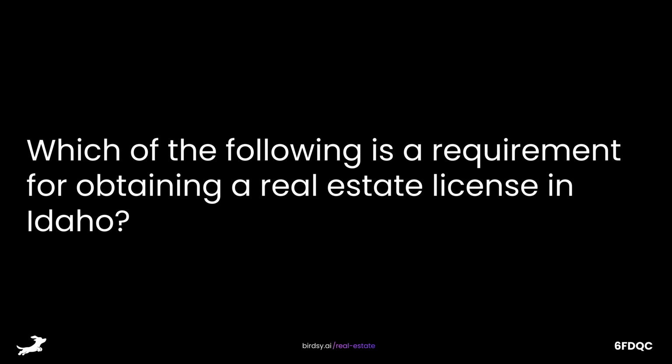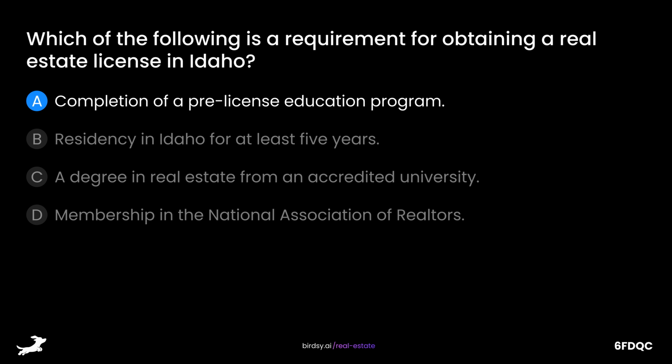Which of the following is a requirement for obtaining a real estate license in Idaho? Is it A, completion of a pre-license education program, B, residency in Idaho for at least 5 years, C, a degree in real estate from an accredited university, or D, membership in the National Association of Realtors? The answer is A, completion of a pre-license education program.